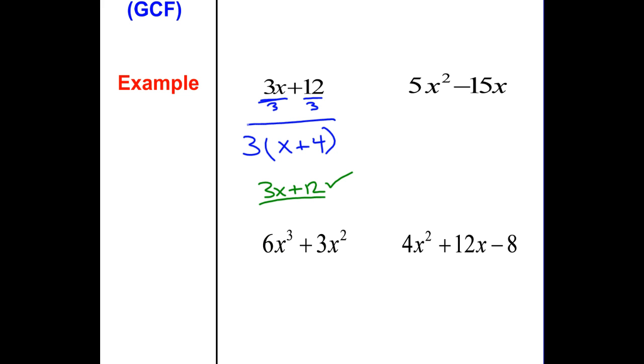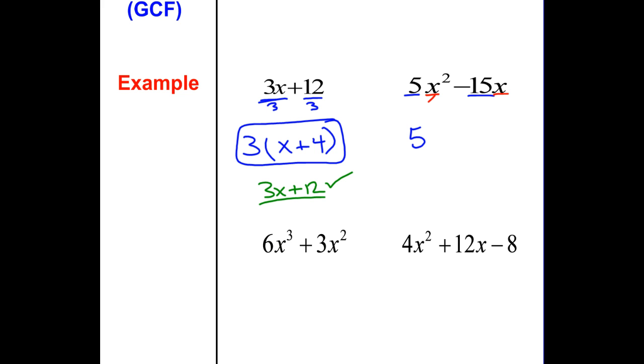My actual answer is this piece. So let's try this again with 5x squared minus 15x. Now if you look at this one, we have two pieces we can look at. We need to look at our numbers, our coefficients. We also need to look at our x's. So first thing I'm going to do is look at my coefficients, and I can pull out a 5. That's kind of easy to see.